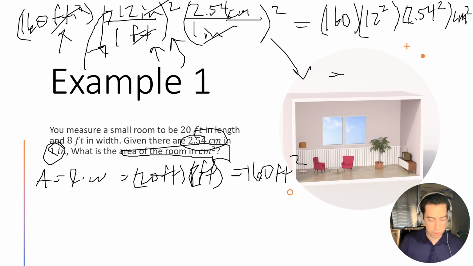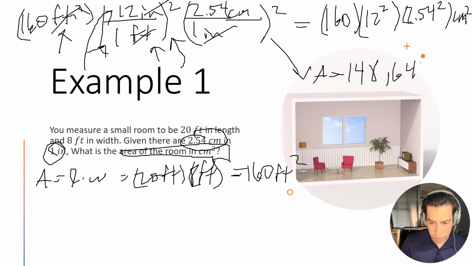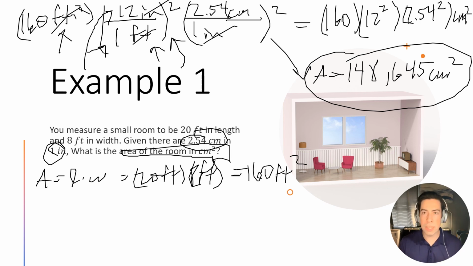Okay, guys, so if we run that calculation, we will get that the area is going to equal 148,645 centimeters squared. So kind of a lot, but hopefully you see what I'm doing. You just manipulate these ratios, multiply them together, and then units cancel out.